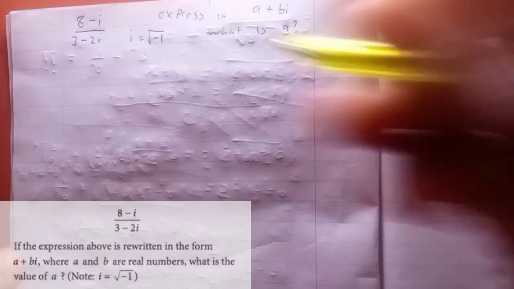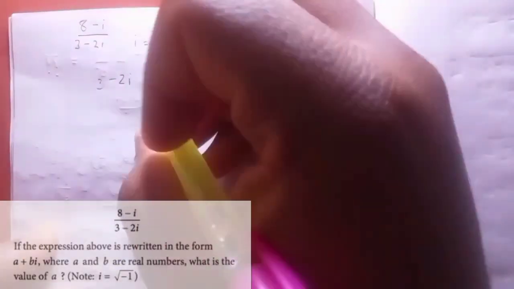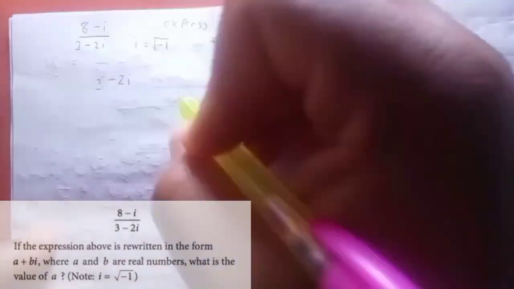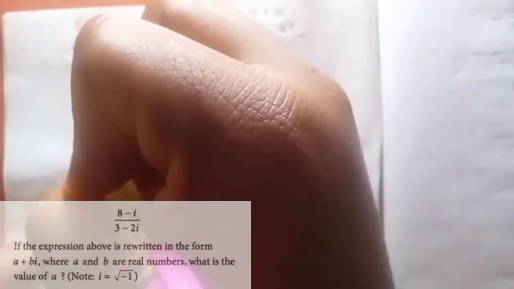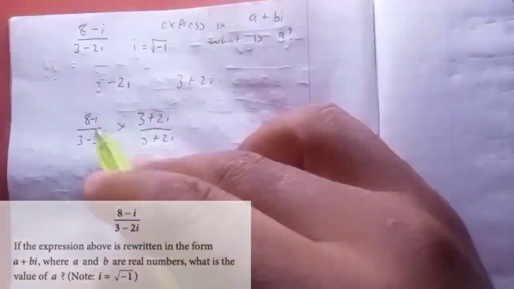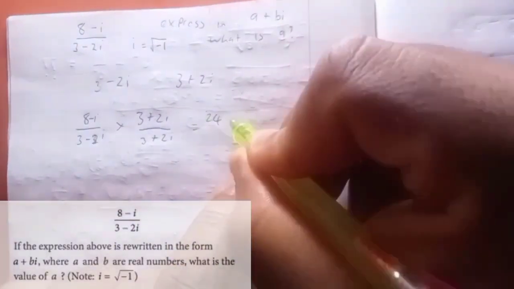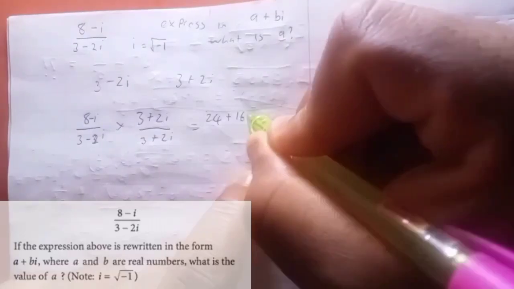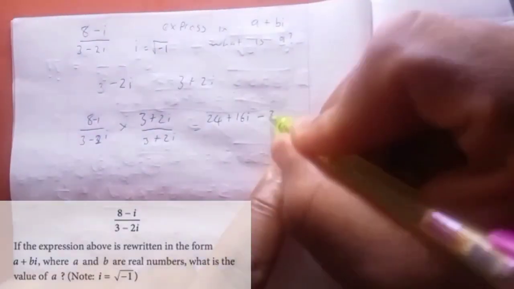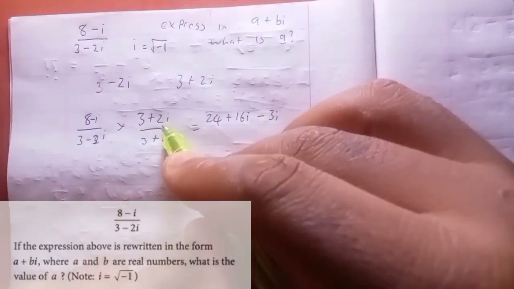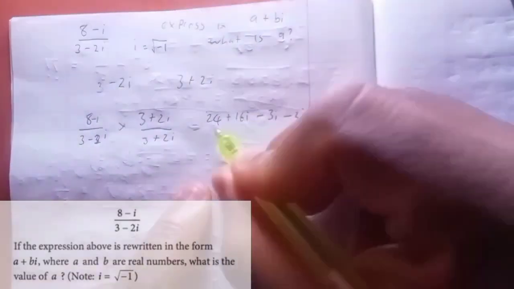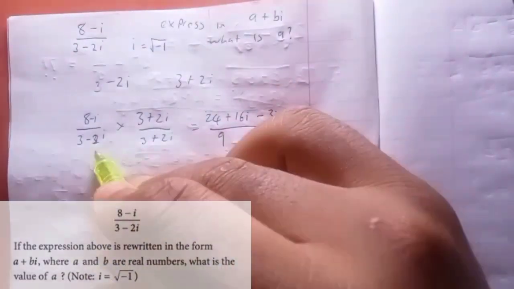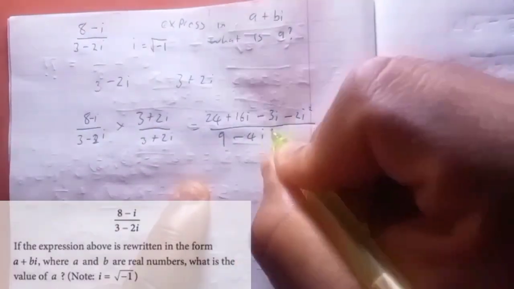Now that we understand what conjugate is, let's solve this question. So the denominator is 3 minus 2i, and the conjugate of 3 minus 2i is 3 plus 2i. So we multiply the numerator and the denominator by 3 plus 2i. I will multiply 8 times 3, that's 24. 8 times 2i, that's plus 16i, minus i times 3, that's minus 3i, and minus i times 2i, that's minus 2i squared, all divided by 3 times 3, that's 9, minus 2i times plus 2i, that's minus 4i squared.